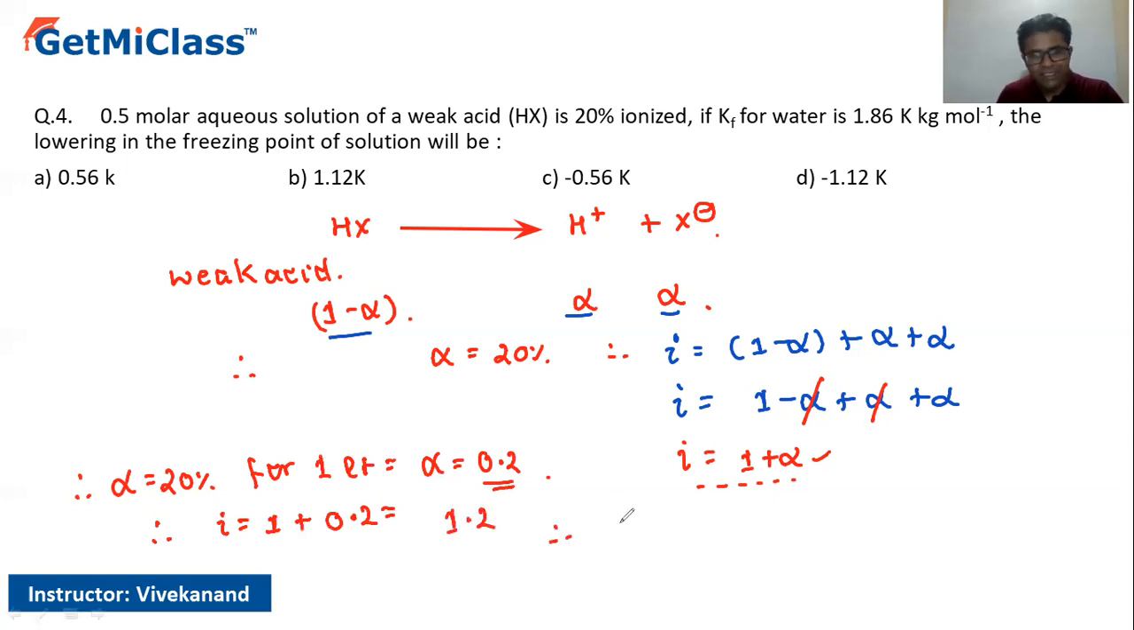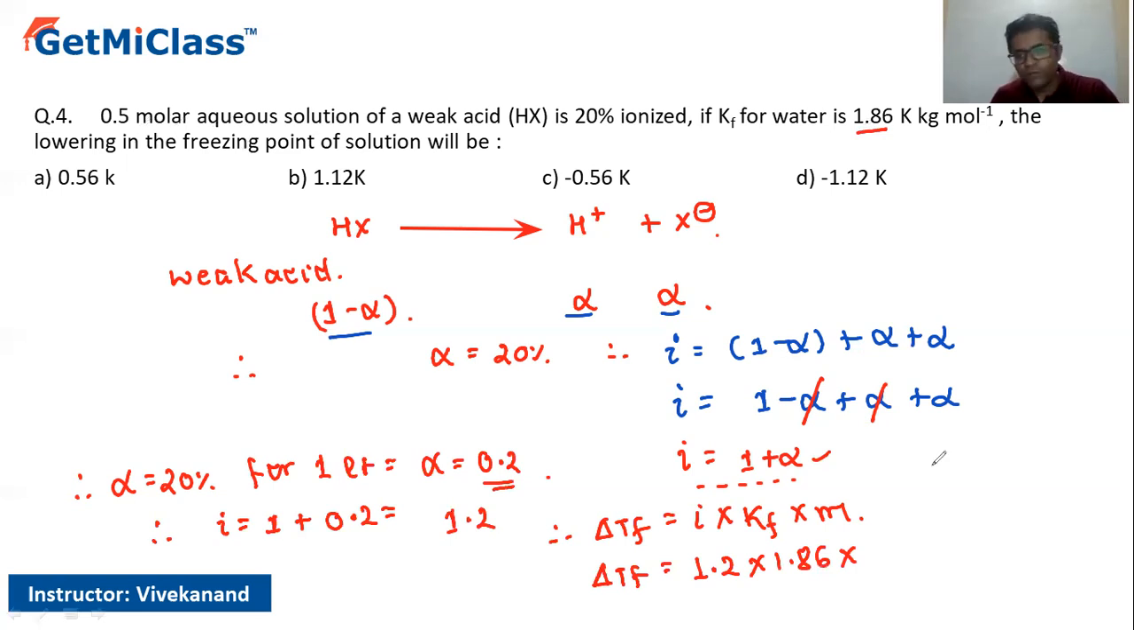Now, the final point, that is delta Tf. Delta Tf is equal to i into Kf into molarity. Now, let's check one by one. So delta Tf is equal to the i value, 1.2, into Kf. Kf for water is 1.86, as they have already given us, into the molarity, which is 0.5. Once we calculate 1.2 multiplied by 1.86 into 0.5, this particular value of delta Tf would give rise to 1.12 Kelvin. So therefore, our answer is B.